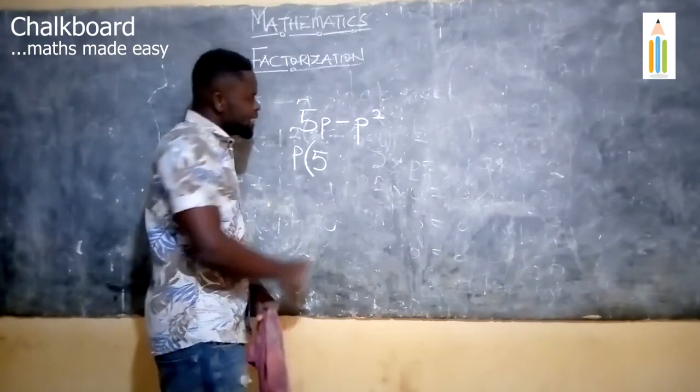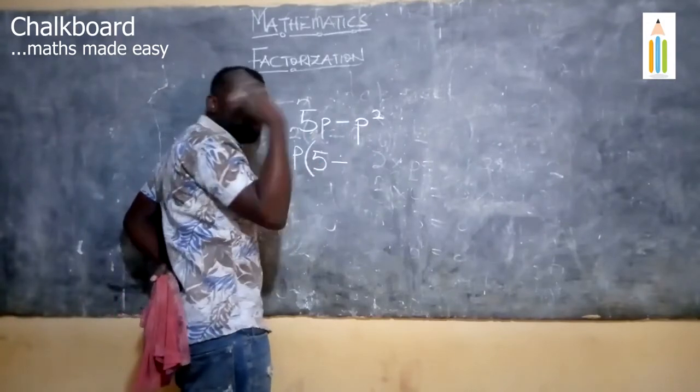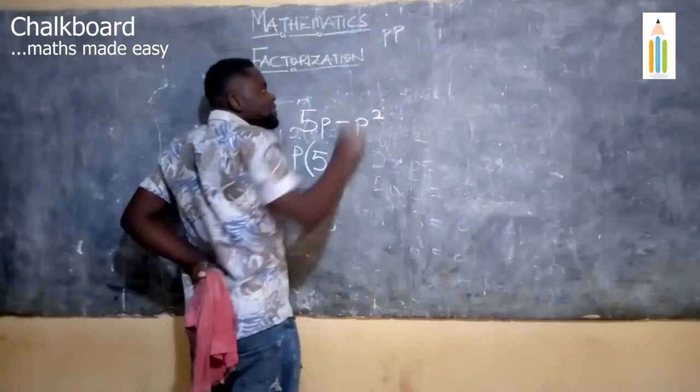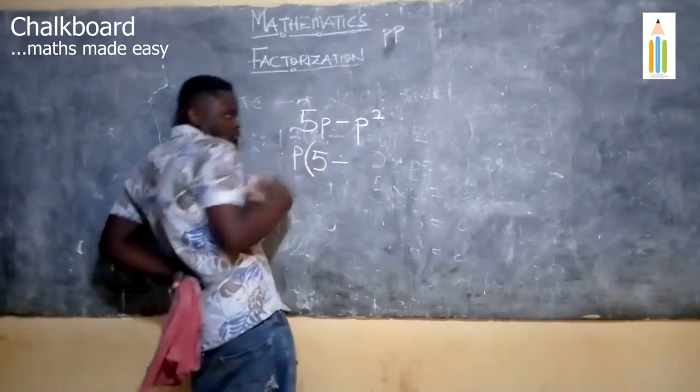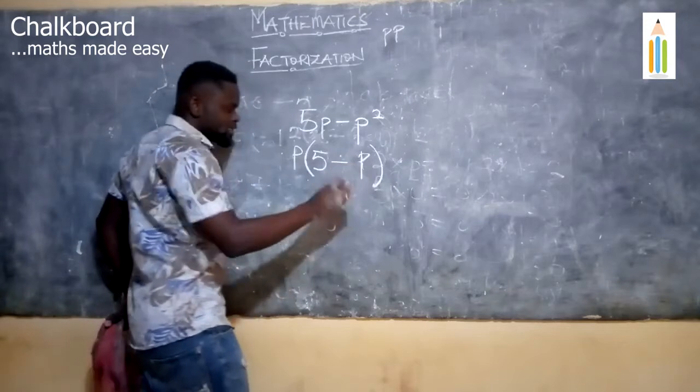Are we good? Now, I bring my subtraction sign. Now this p squared is p, p, and I'm taking one of the p's out. So what will be left? Another p here, like that. That is all.